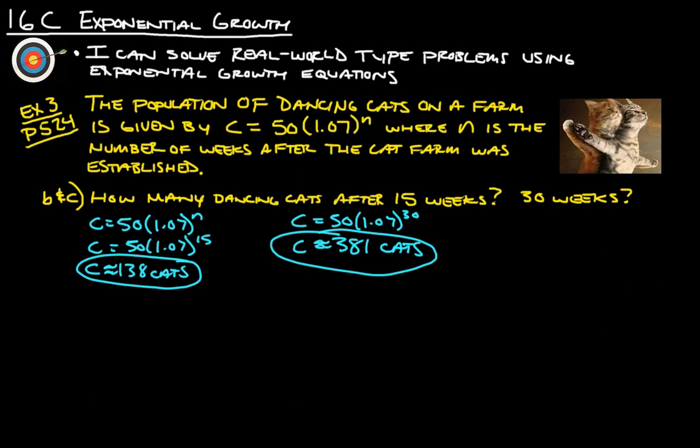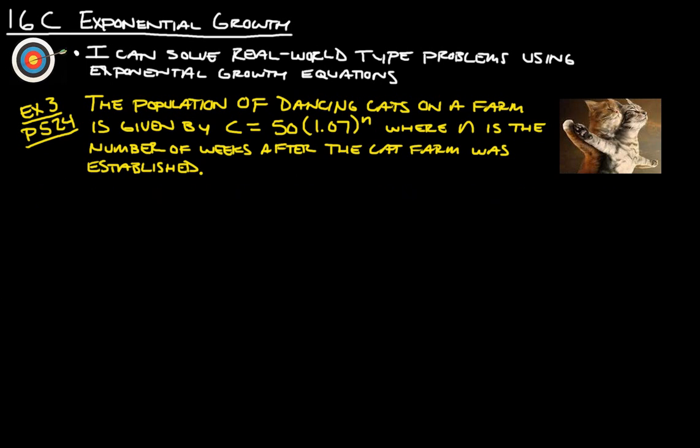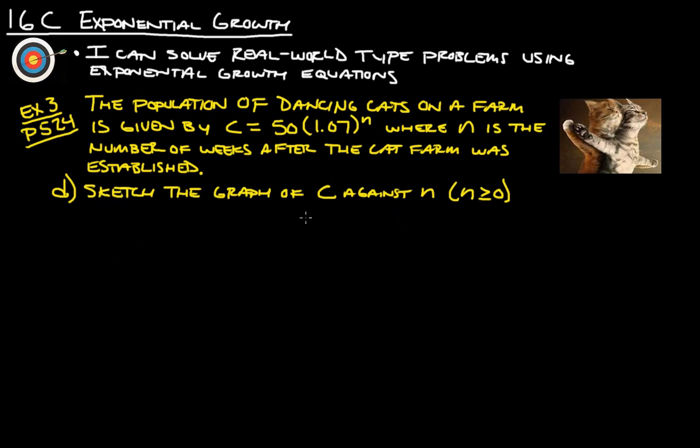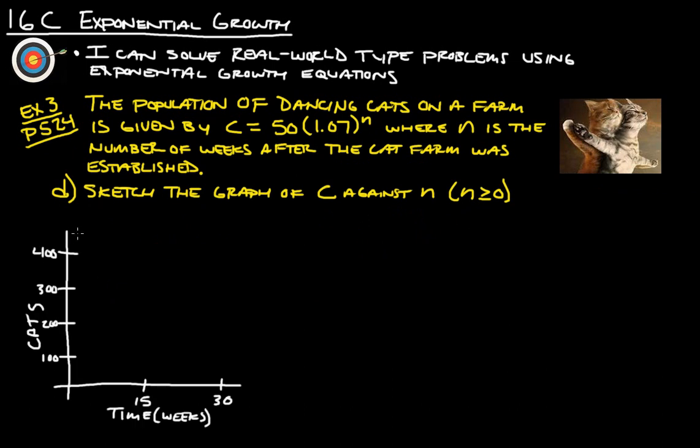Okay, let's move on to the next part here. Let's remember the 138 and the 381, so that'll help us out for this. Sketch the graph of C against N, where N is greater than or equal to 0, because obviously you can't have negative time. So we're going to create this little graph, and you pretty much always want to put time on the x-axis, and whatever your other variable is on the y-axis.